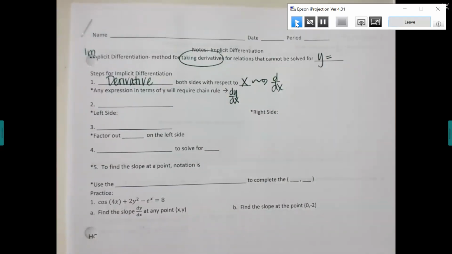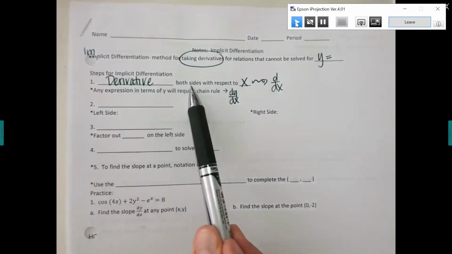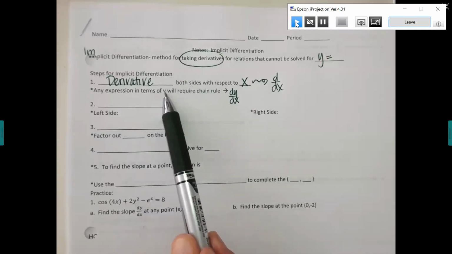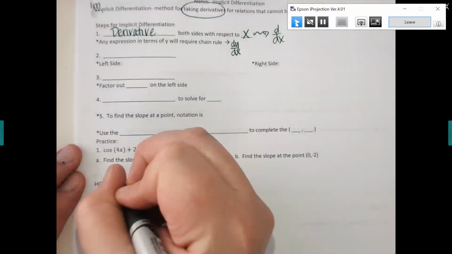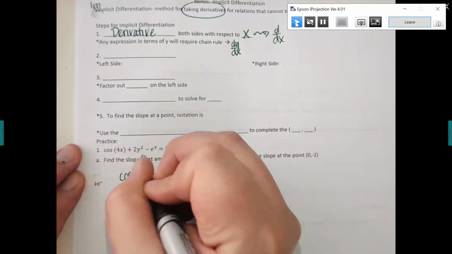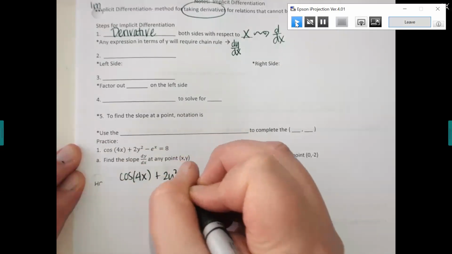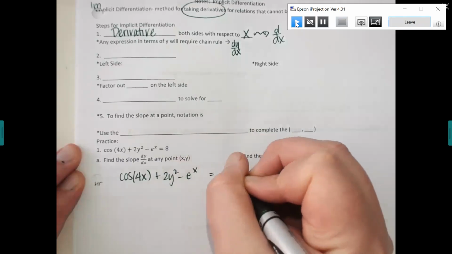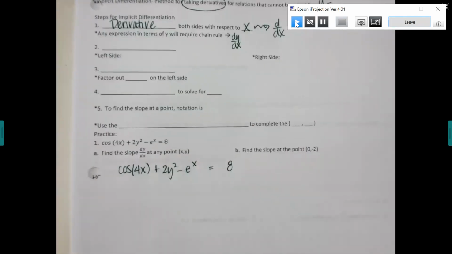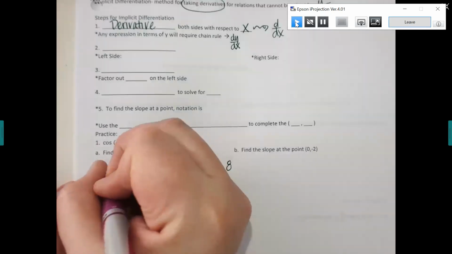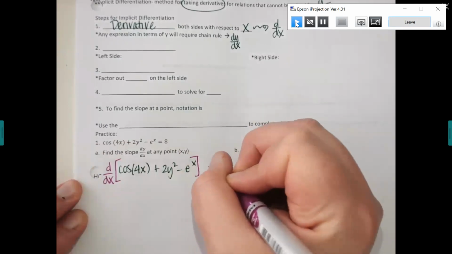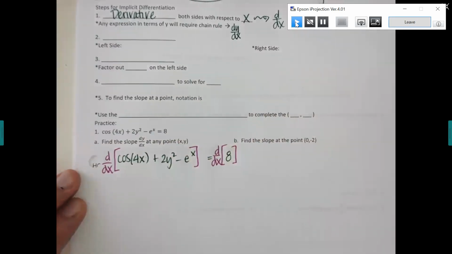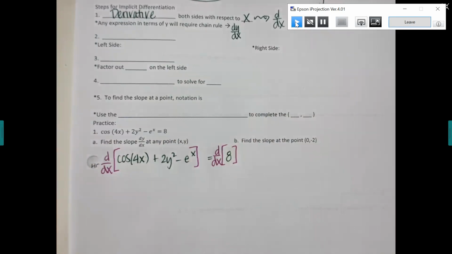So let's take a look at number 1, and now we're going to do it. I'm going to take the derivative on both sides. Anytime that I have a y, I'm going to have to put a dy dx. I'm going to rewrite my equation here: cosine 4x plus 2y squared minus e to the x equals 8. And then on both sides, I'm going to put d dx, which means that we're taking the derivative. Remember, if you take the derivative on one side, you have to also do it on the other side.